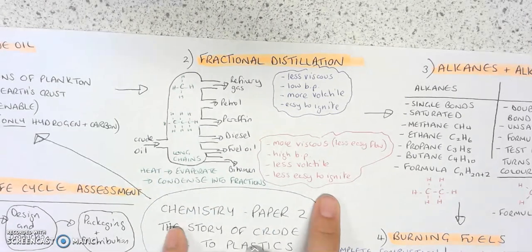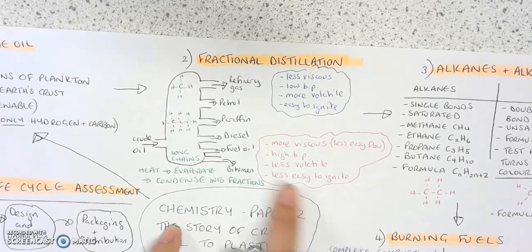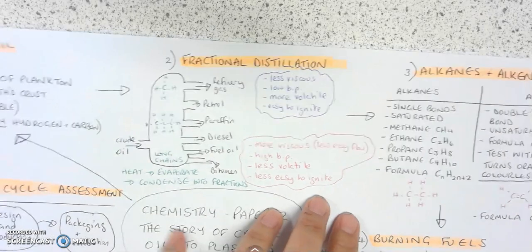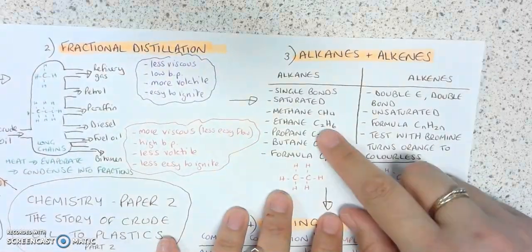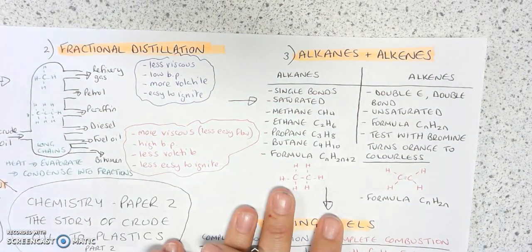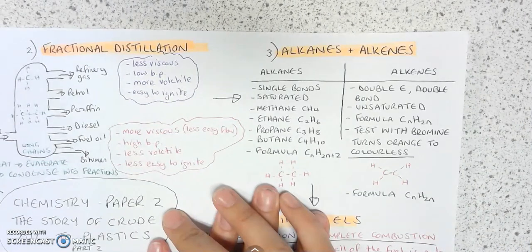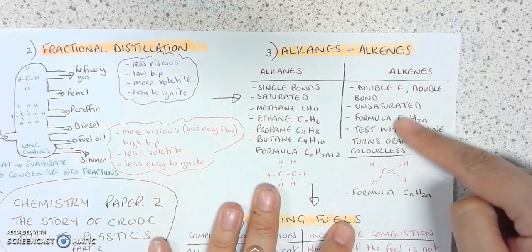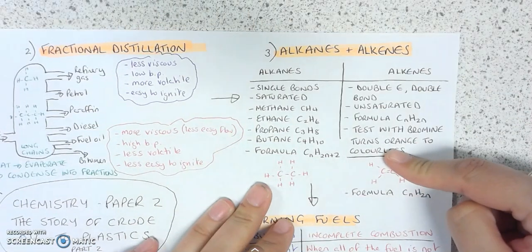Okay, so if I look at some of these fractions that have come out of here. This is where we'll start to look at the alkanes and alkenes. So generally, what comes out of the fractional distillator are alkanes. And I just want to talk about the difference between an alkane and an alkene. And the alkenes will make more sense in a minute when I look at cracking.